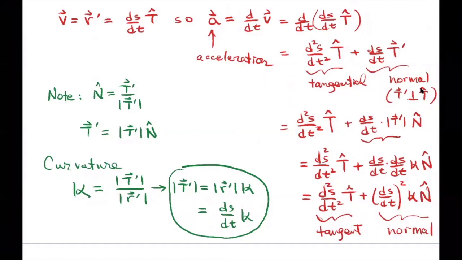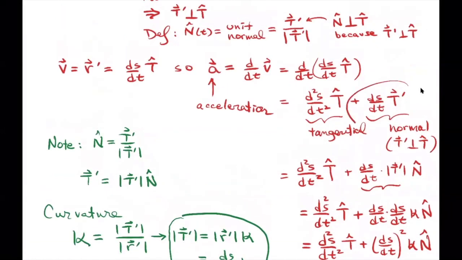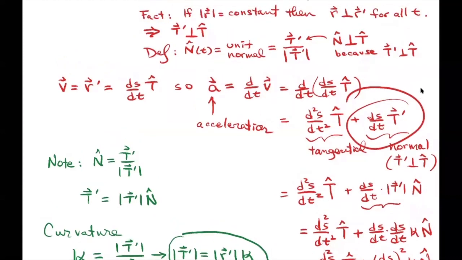So, where did you get the plus ds over dt and then T prime? Where it says acceleration equals? Right here, what I just circled? No, up. Okay, this part here. Yes, that one. I am just doing the product rule. This right here is a product, and so I'm using the product rule down here. The product rule always gets you two terms. So I took the derivative of the first times the second plus the first times the derivative of the second.